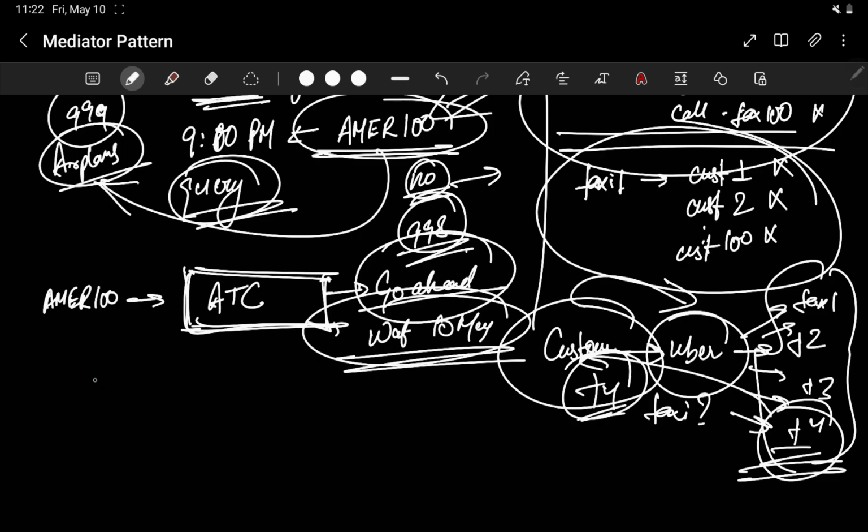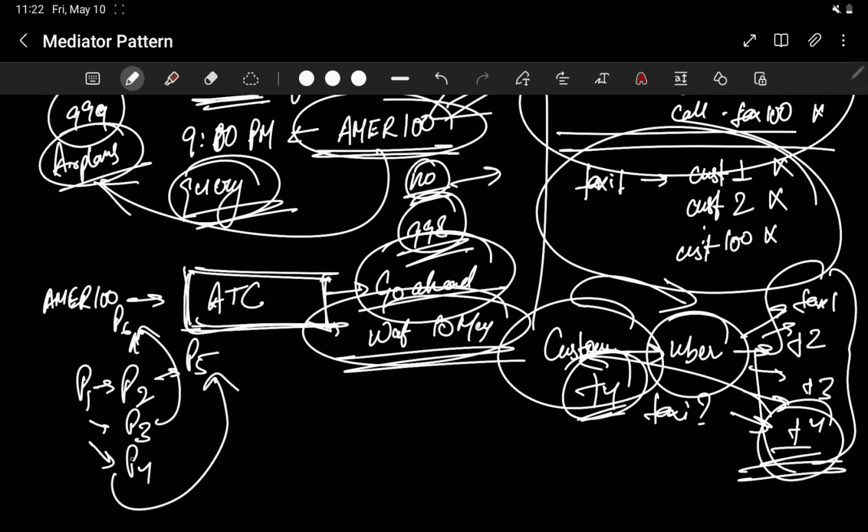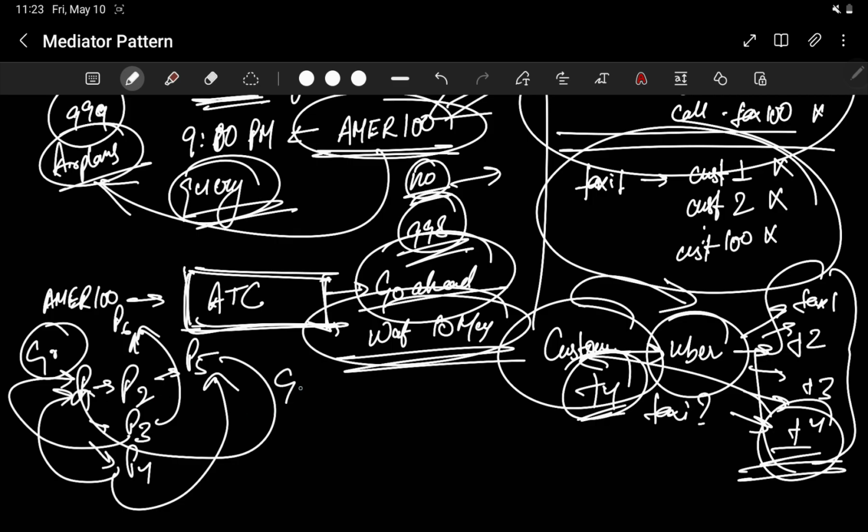The best example is WhatsApp. Let's say person P1 talks to person P2. Person P1 also talks to person P3. Person P1 also talks to person P4. Then P2 talks to P5. P2 also talks to P6. But P3 also talks to P6. P4 talks to P5. P4 also talks to P1. P3 wants to talk to P1 in another group. P5 wants to talk to P1 in another group.